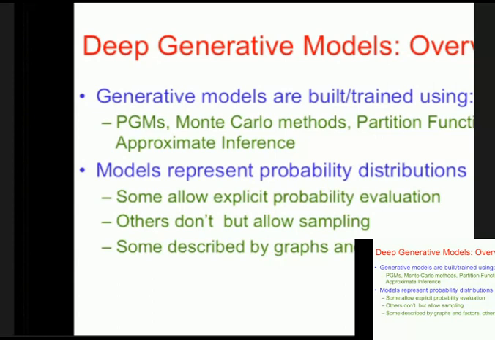All right, so the models represent probability distributions. These generative models in deep learning, some of them allow explicit probability evaluation. You could explicitly evaluate probabilities, or they don't allow explicit probability evaluation but allow sampling. So you can get samples from it, in which case indirectly you can figure out probabilities. Some are described by graphs and factors, others not. So this opens up a whole range of things that you need to get familiar with.